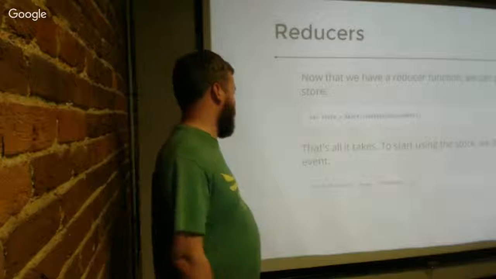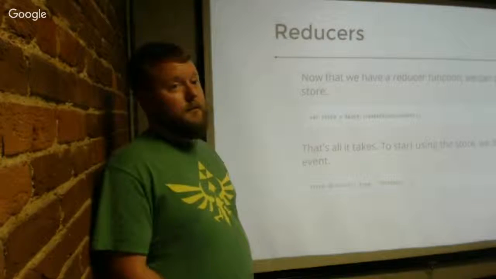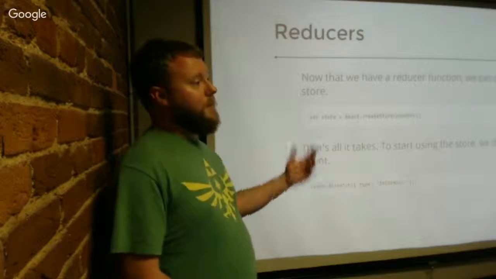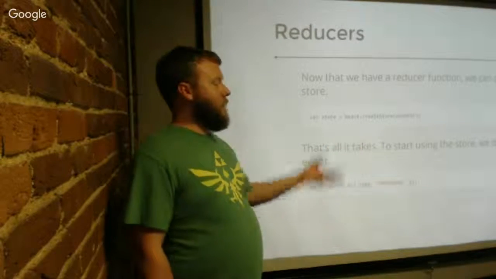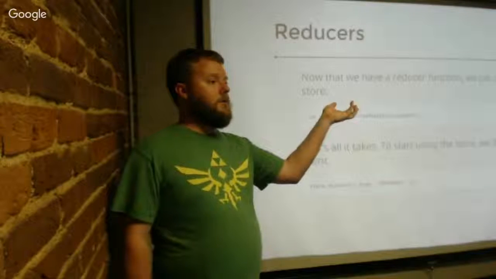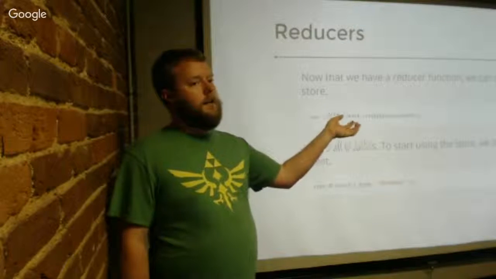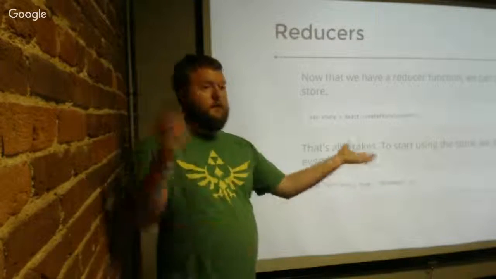We just dispatch into that. Store.dispatch, we say type equals increment, and what that's going to do is pass it through that reducer, take whatever the current value of state is and return state plus 1, and that's the new state.